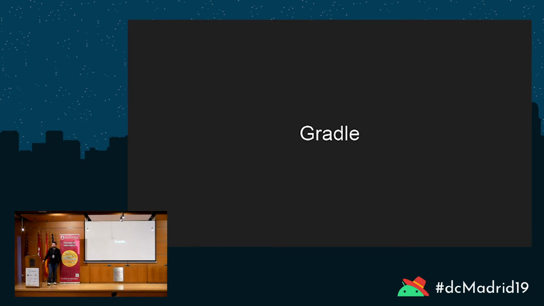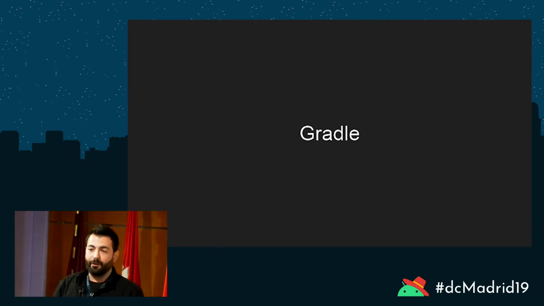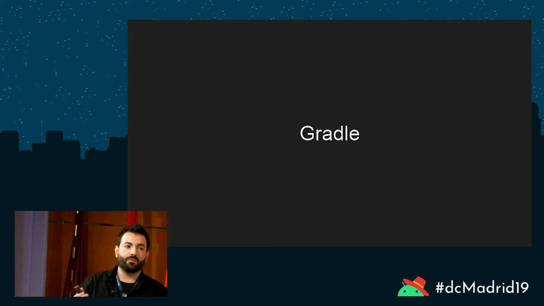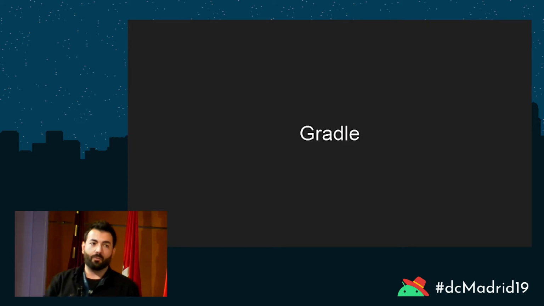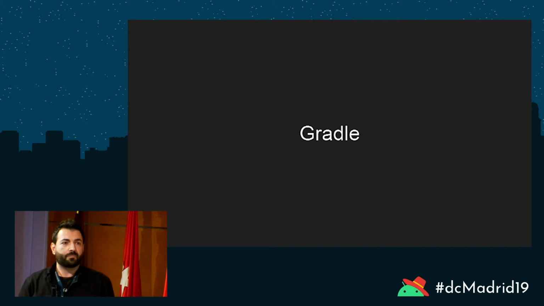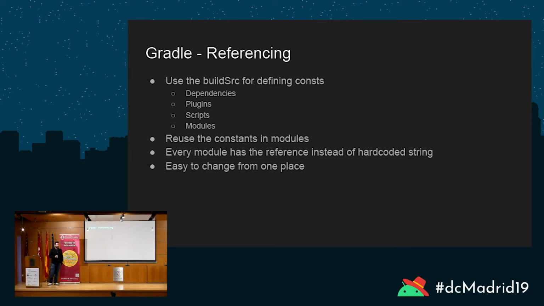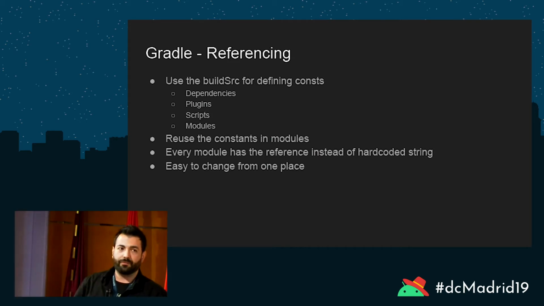All right, just structure is actually not enough. In order to make sure that your modularization can scale, you have to also modularize your build script. I'm going to talk about Gradle, but the things that I'm going to talk about can be applicable for Buck and Bazel as well. So first of all, referencing. Use the buildSrc for defining constants, because buildSrc is the first part that will start compiling. And if you're using Kotlin, it's nicer.